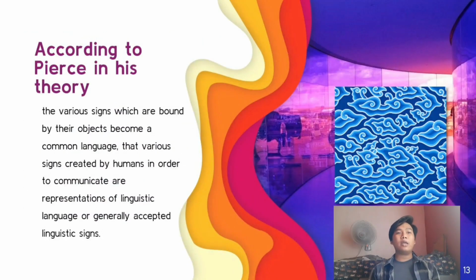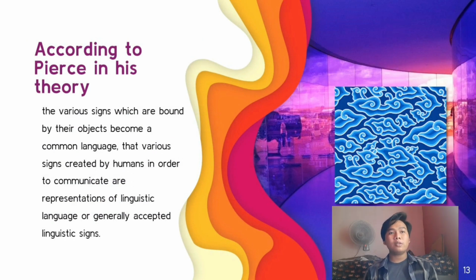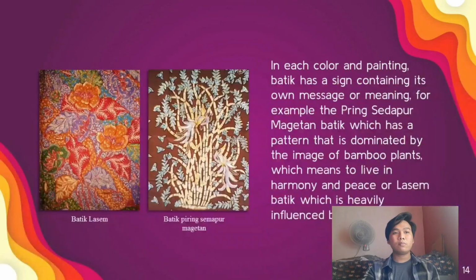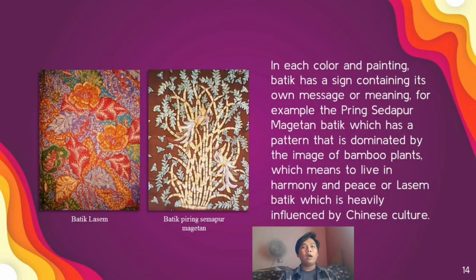According to Peirce in his theory, the various signs which are bound by their object become a common language. The various signs created by humans in order to communicate are representations of linguistic language, which are generally accepted linguistic signs. In each color and painting, batik has a sign containing its own message or meaning.